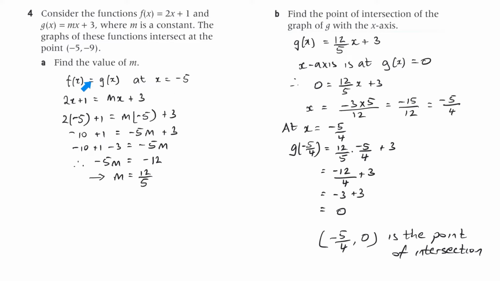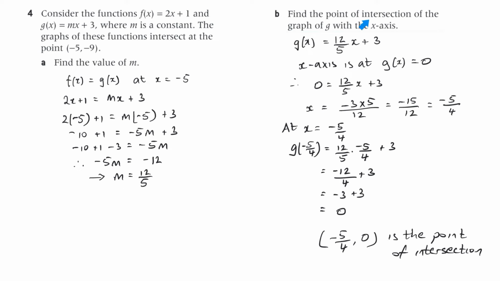So what we need to do then is equate the two functions and substitute x equals -5. The first function is 2x plus 1, so that's 2x plus 1 on the left. The other function is mx plus 3, so that's mx plus 3. And then we substitute x equals -5 because they told us that's where they intersect. So 2 times -5 plus 1 equals m times -5 plus 3. That's -10 plus 1 equals -5m plus 3. And that gives us m equals 12 on 5.